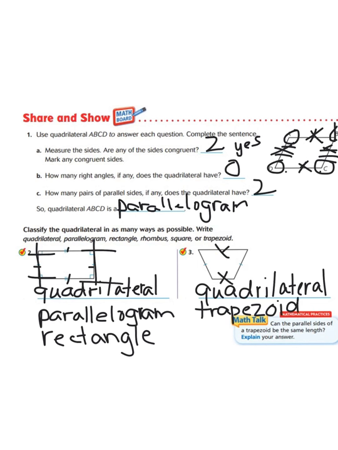So let's look at number 3. We know that it is a quadrilateral because it has 4 sides. And we also know that it is a trapezoid because it only has one set of parallel sides.